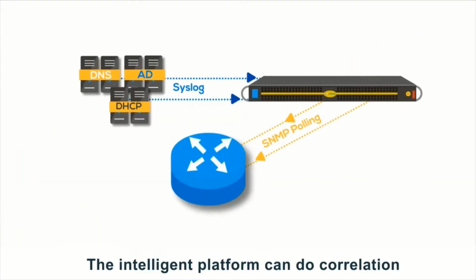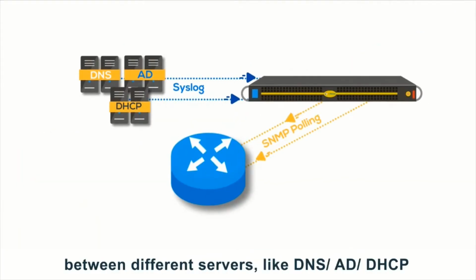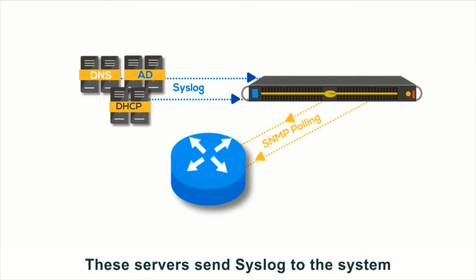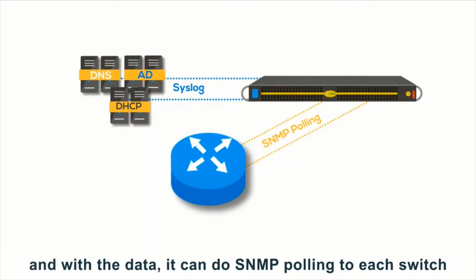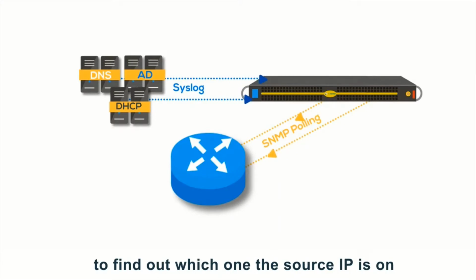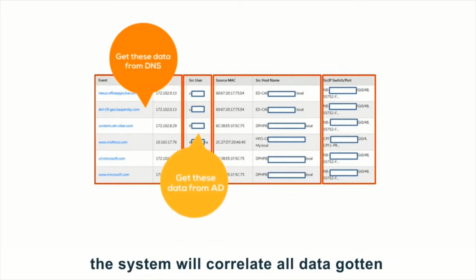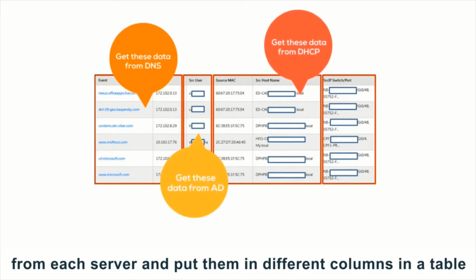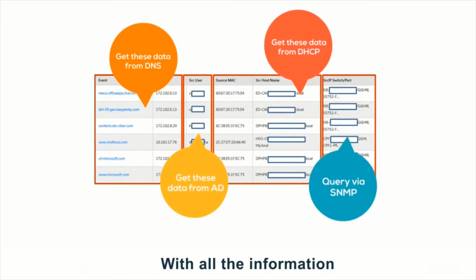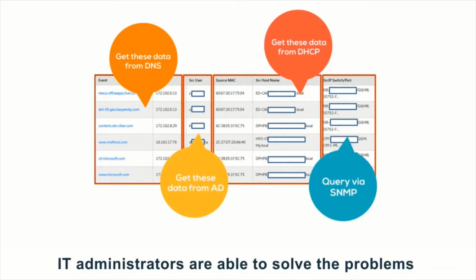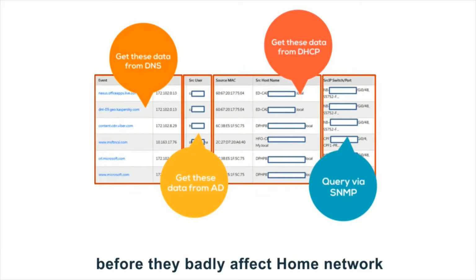The intelligence platform can do correlation between different servers like DNS, AD, and DHCP. These servers send syslog to the system, and with the data, it can do SNMP polling to each switch to find out which one the source IP is on. After knowing the position, the system will correlate all data gotten from each server and put them in different columns in a table. With all the information, IT administrators are able to solve the problems before they badly affect the home network.